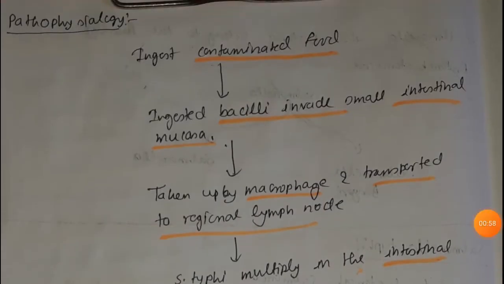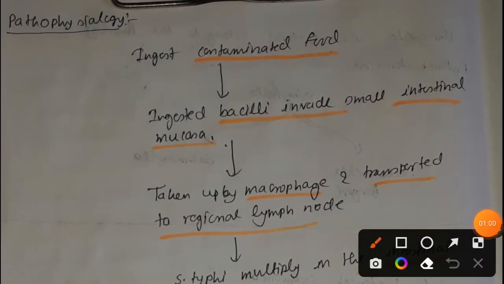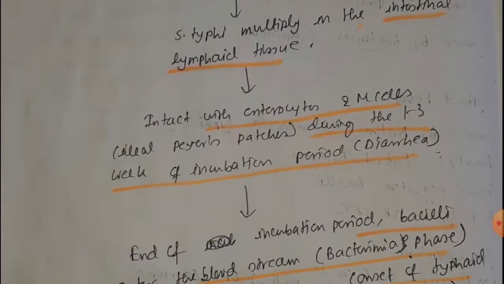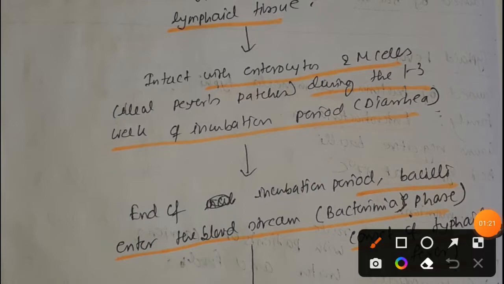So first of all, it will enter via contaminated food or contaminated water. Now those ingested bacilli will invade the intestinal mucosa. From there it will be taken up by macrophages and transferred to the regional lymph node. In the intestinal regional lymphoid tissue, Salmonella typhi multiplies. They remain intact with enterocytes and M cells, ileal Peyer's patches, during the first to third week of the incubation period, which starts the symptoms like diarrhea.